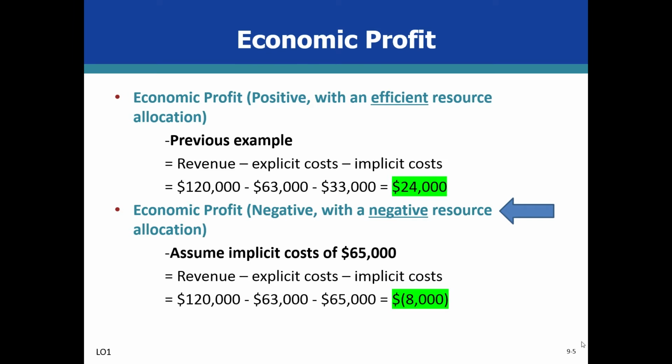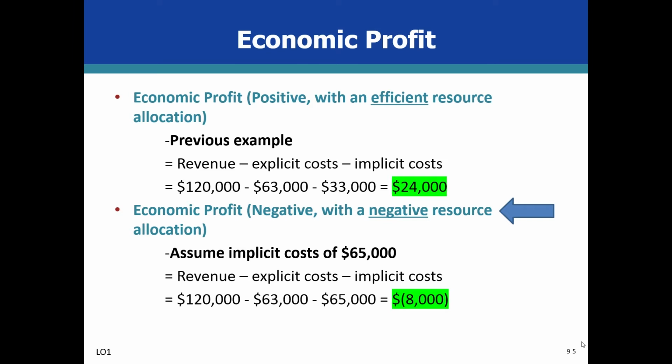However, if we now assume that implicit costs are $65,000, then we have negative resource allocation and negative economic profit. Economists like economic profit measurements for companies and for industries, as it more accurately describes the use of scarce resources.